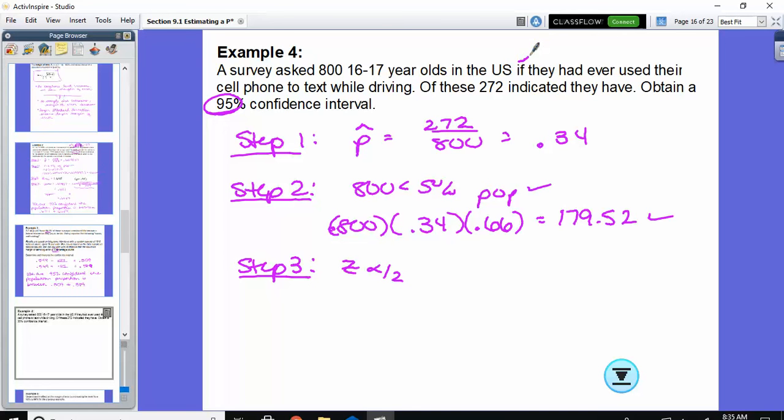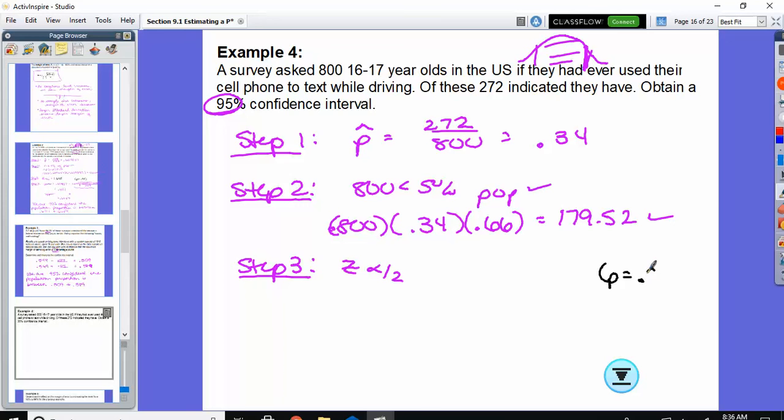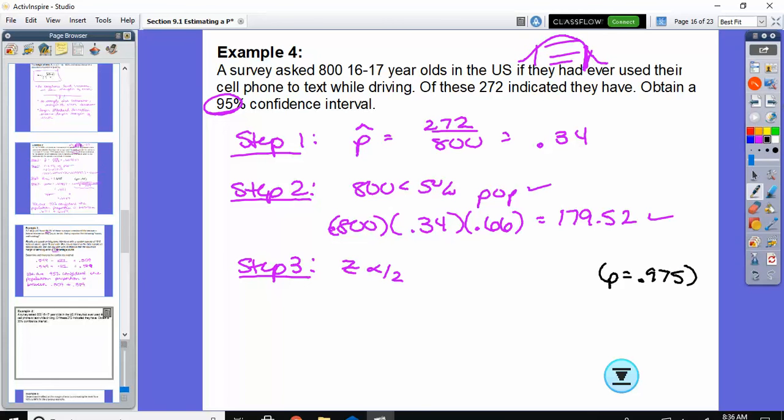So I want 95% confidence. So remember, that means that 95% falls in the middle. I have 5% to split up over the 2 ends. So how much is on each end? 2.5. So if I'm looking for this one up here, what number am I looking for in the table? So you are looking in the table when your probability is 0.975.